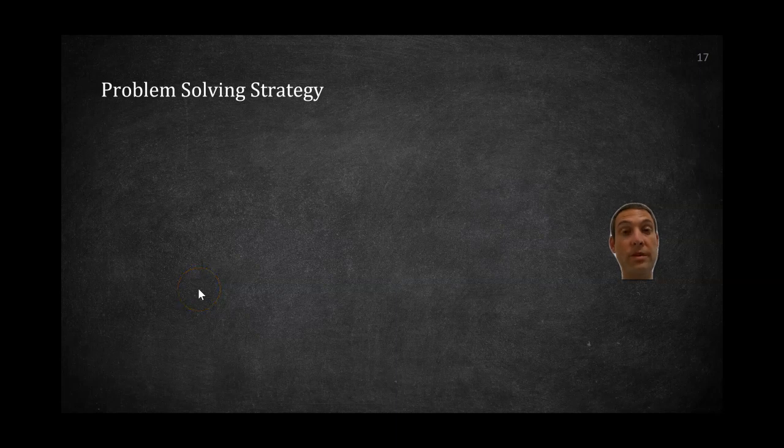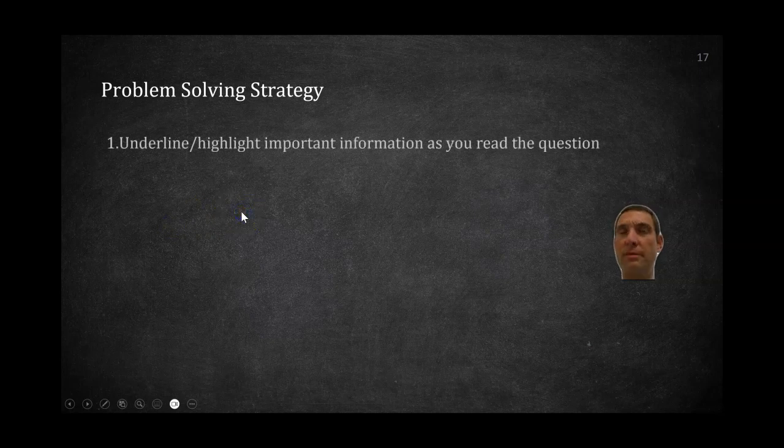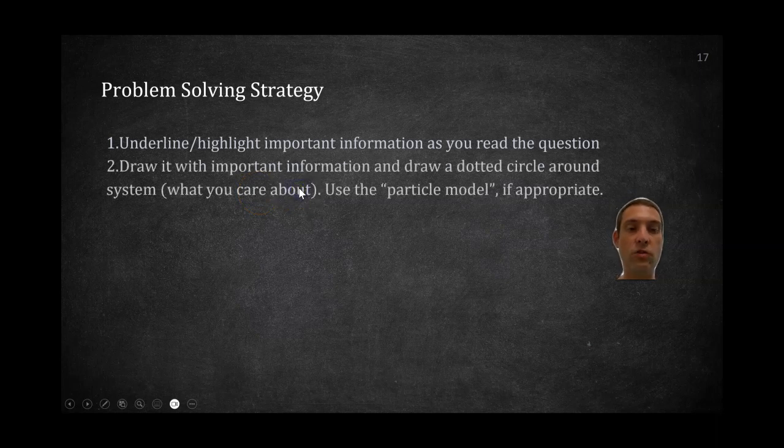Before we get into some examples, I want to talk about a problem-solving strategy for dealing with these types of problems, and most types of physics problems that we're going to come across. First of all, underline or highlight important information as you read the question. Draw the situation with important information and draw a dotted circle around the system.